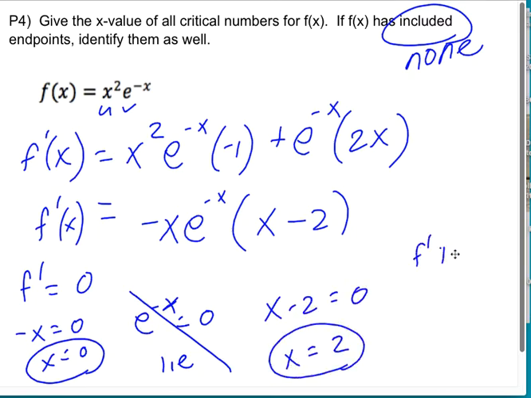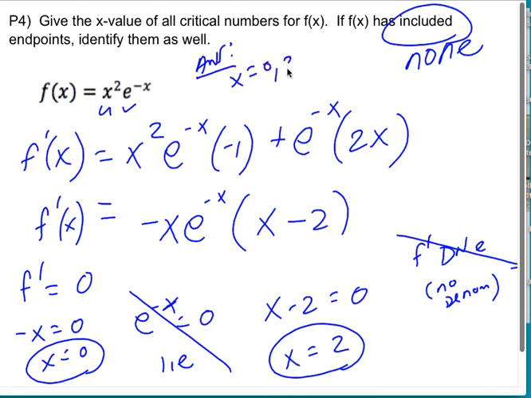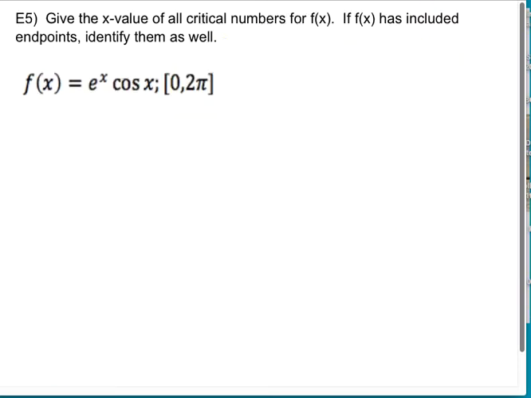And f prime does not exist is not an issue because there's no denominator, right? So my answer ends up being x equals 0 and 2. And again, we're going to spend a lot of time finding critical numbers and eventually making sign charts with them.